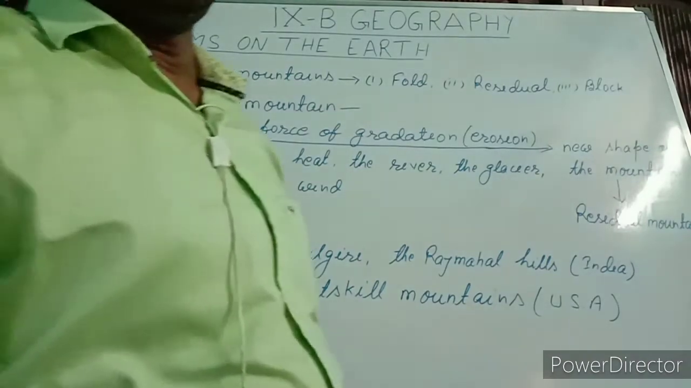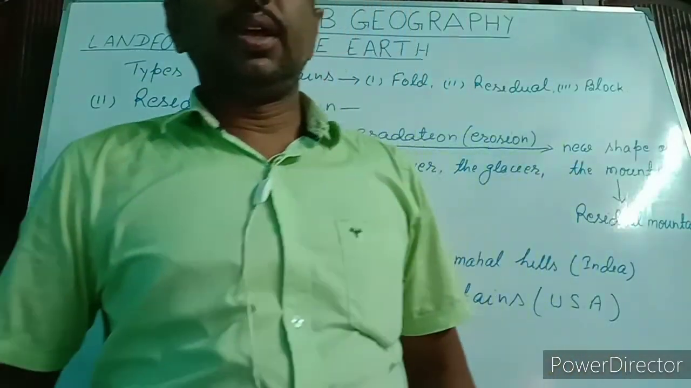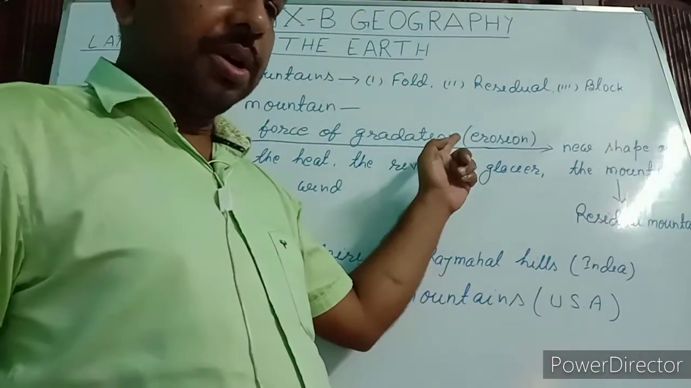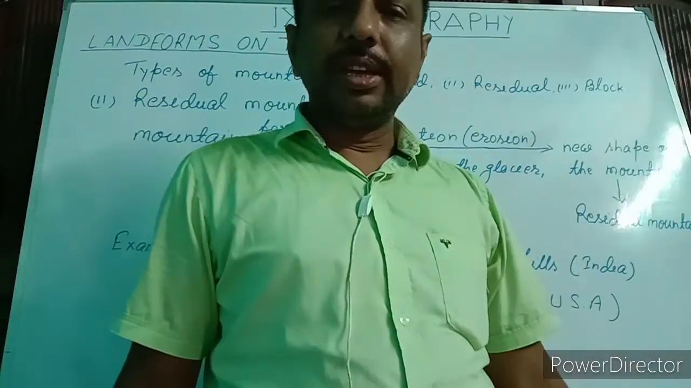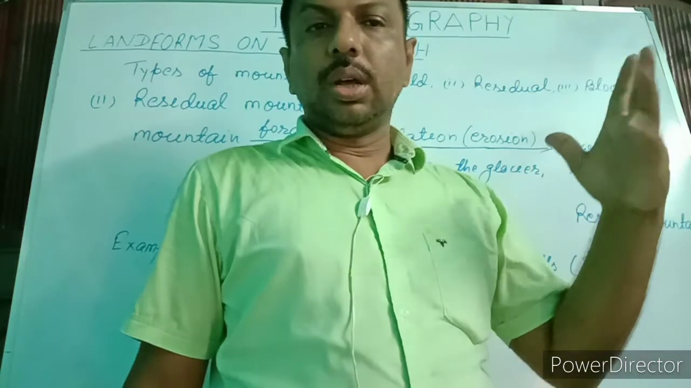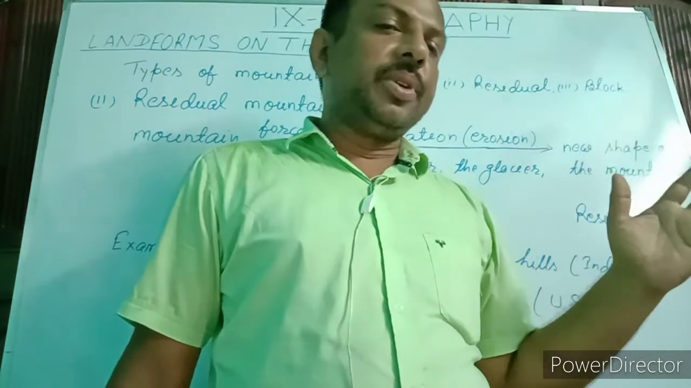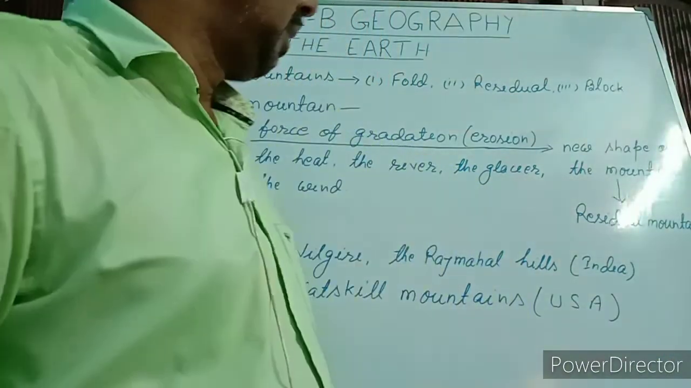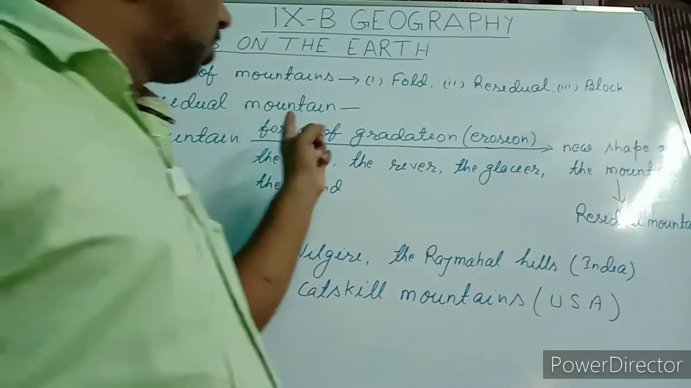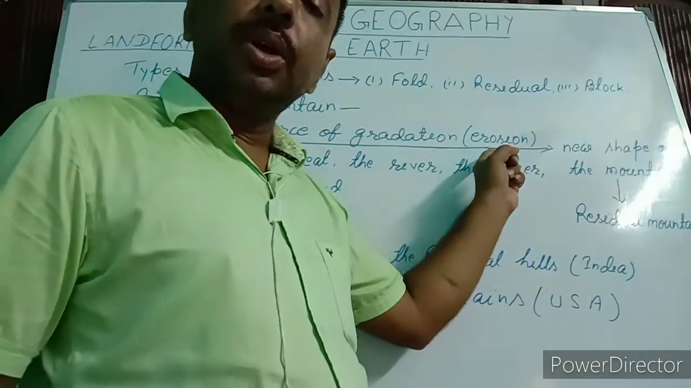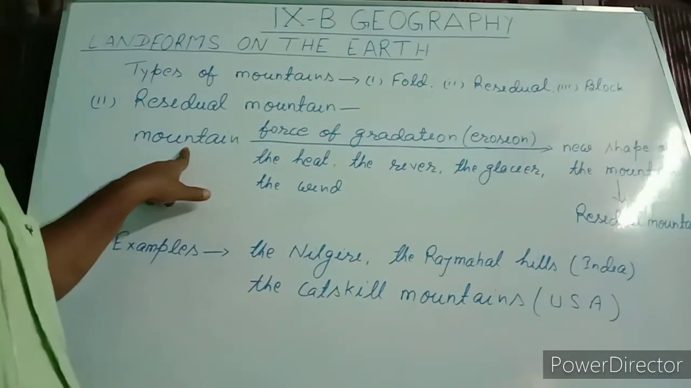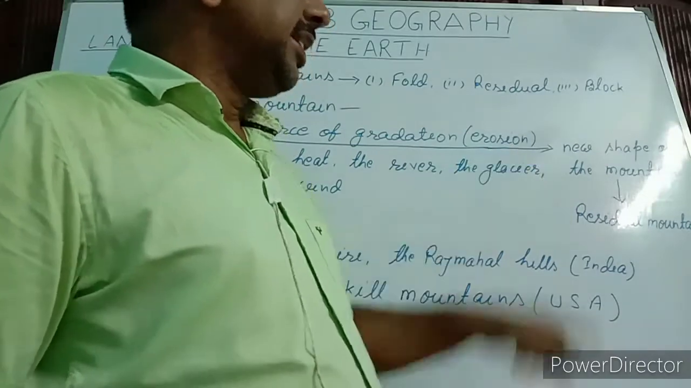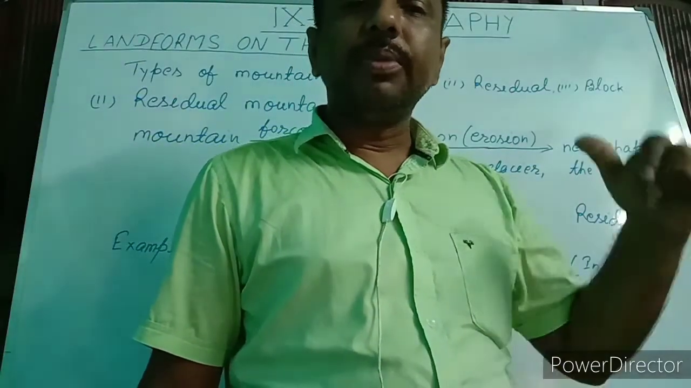Now, second type of mountain is a residual mountain. In residual mountain, the force of gradation or the force of erosion is active on the previous mountain. That previous mountain may be a fold mountain or a block mountain. I repeat, the force of gradation or the force of erosion is active on the mountain. And this force changes the shape of the previous mountain.